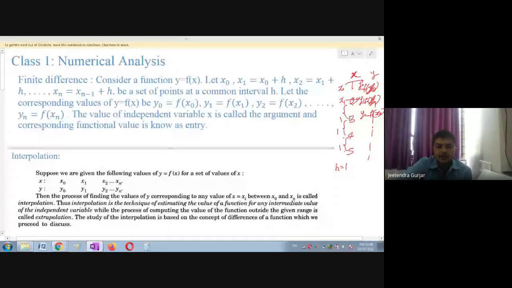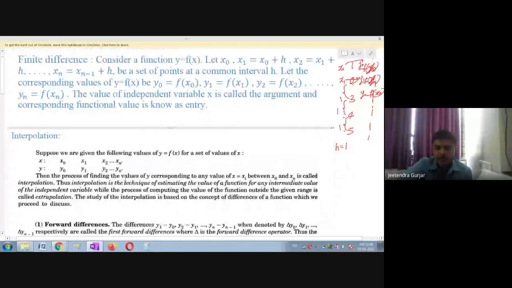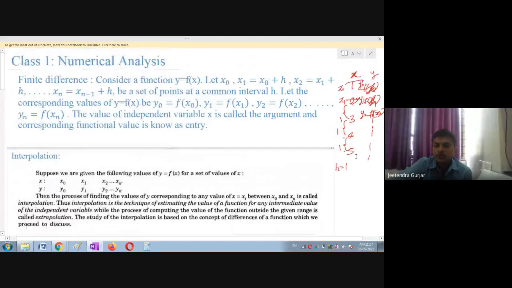Thus interpolation is the technique of estimating the value of a function for any intermediate value of the independent variable, while the process of computing the values of a function outside is different. So this is what we know about interpolation. If you calculate the value inside this interval, I will just take 1 to 5, then we say this is interpolation. Suppose you want to calculate at 6 and 7, outside this interval, then we take this as extrapolation.